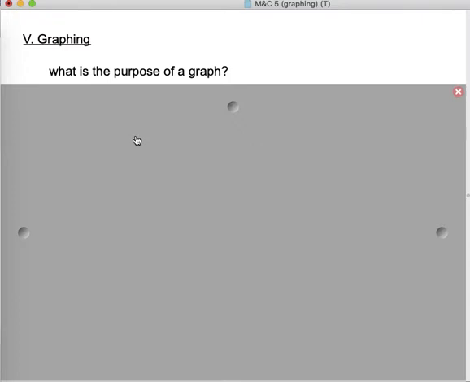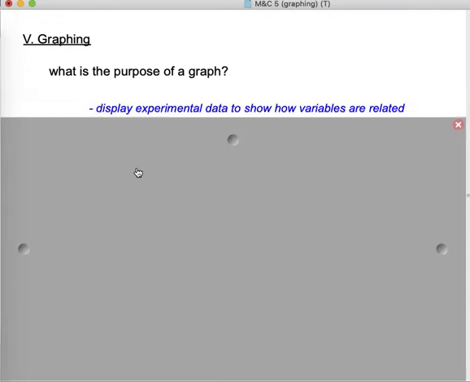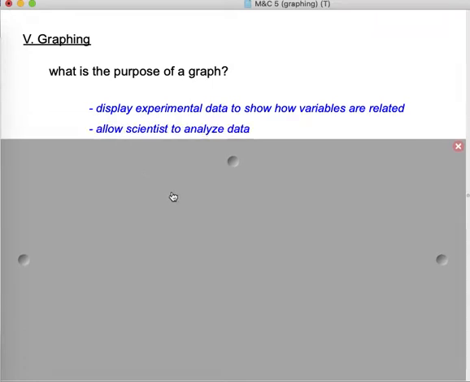In this last section of this unit, we are going to talk about graphing. What is the purpose of a graph? Well, there are a couple. One is to display experimental data to show how two variables are related to one another. Another is to allow the scientists to analyze the data.